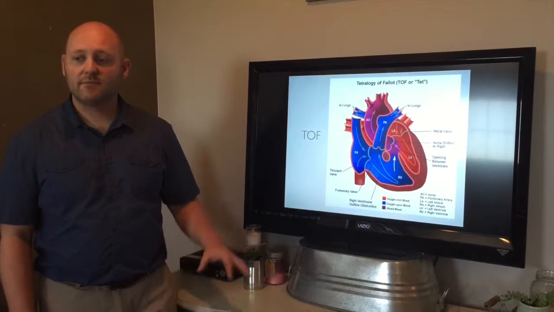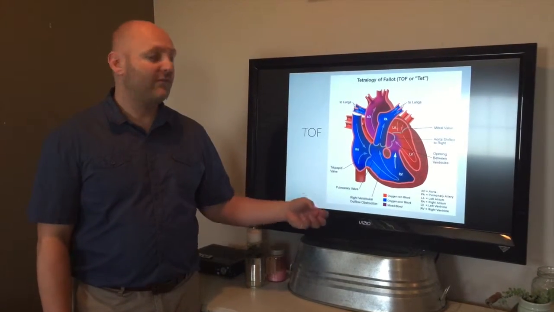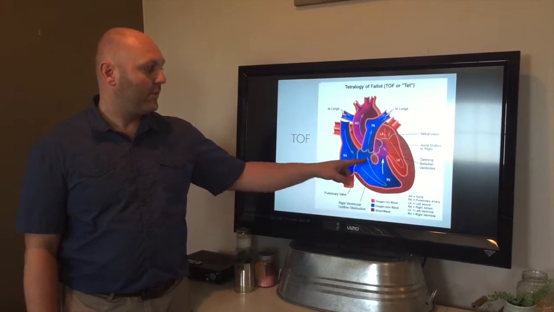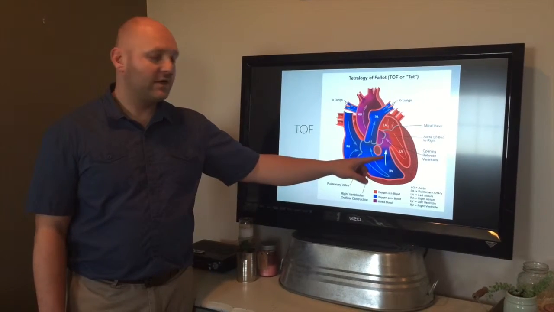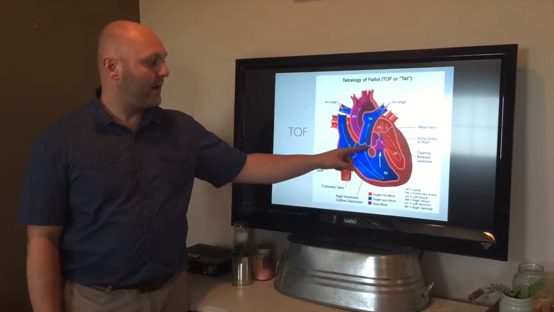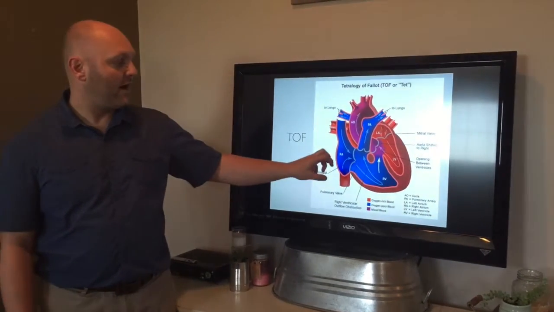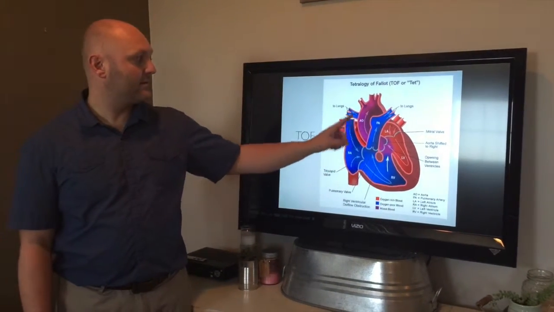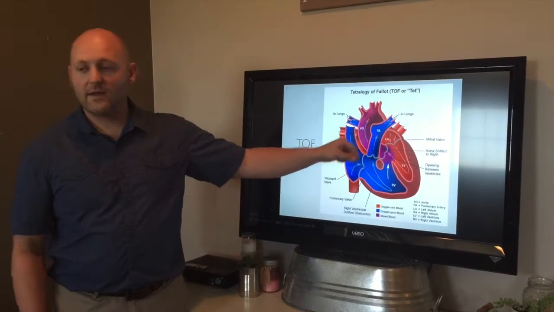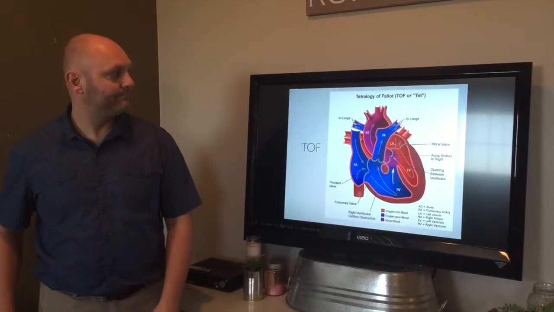Let's look at a defect with decreased pulmonary blood flow. Tetralogy of Fallot is one. It actually is a combination of 4 defects. You have pulmonary stenosis here, a ventricular septal defect, and overriding aorta into the right ventricle. In this defect, you have less blood flow to the lungs, and notice how the aorta has a purple color.